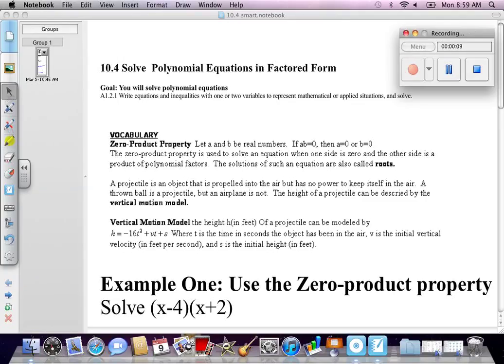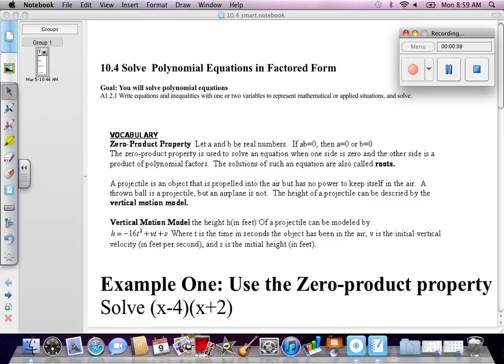We're looking at 10.4. We're going to solve polynomial equations in factored form. Okay? Zero product property. We're going to let A and B be real numbers. If A times B equals 0, then A equals 0, or B equals 0. The zero product property is used to solve an equation when one side is 0 and the other side is a product of polynomial factors. The solutions of such an equation are also called roots.